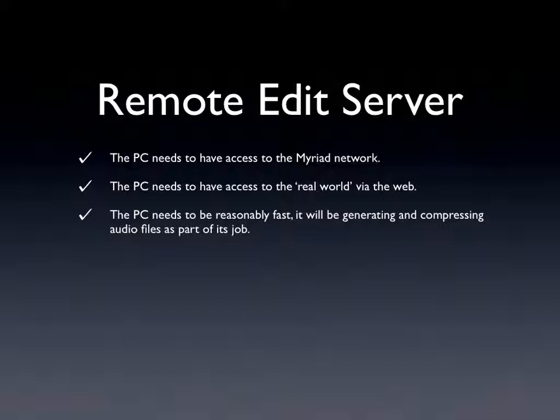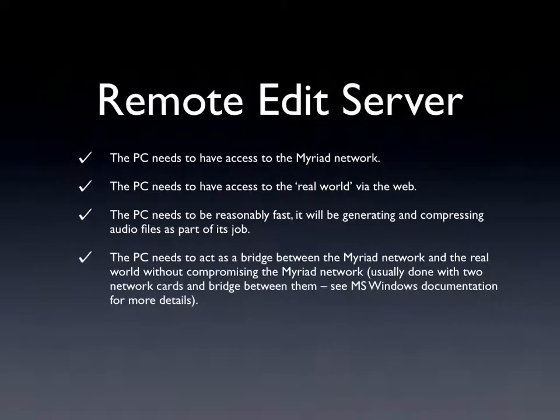The PC needs to be reasonably fast, as it's going to be generating and compressing audio files as part of its job. And the PC needs to act as a bridge between the Myriad network and the real world without compromising the Myriad network. This one is normally done with 2 network cards and bridging between them. You can find out more about that from your Microsoft Windows documentation.